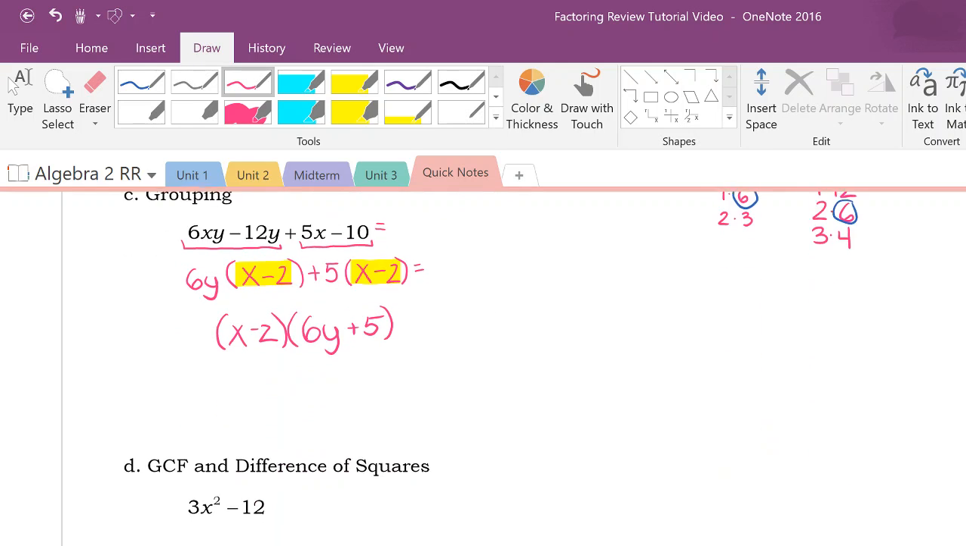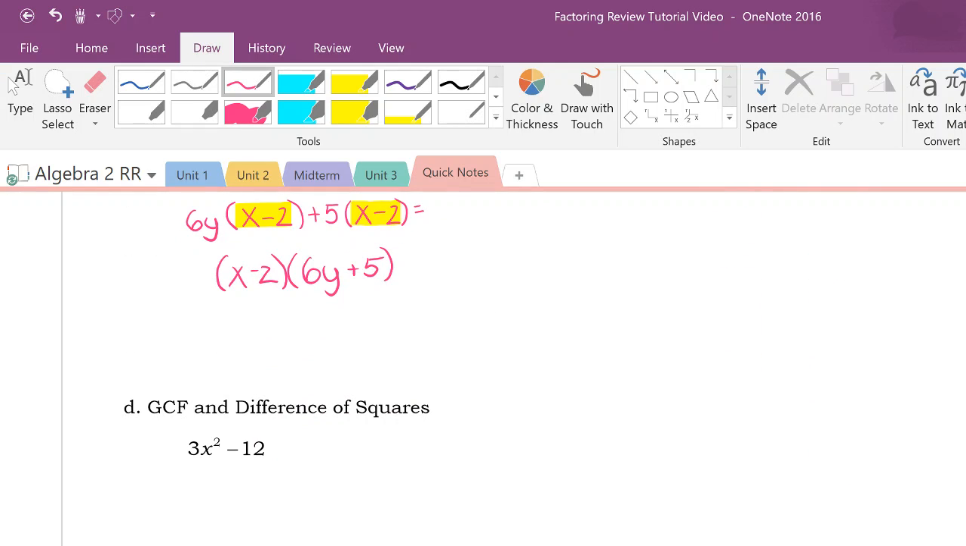The next example is a combination of GCF and differences of squares. When I look at this example, I notice that there are 2 terms. I notice there is subtraction, but my numbers 3 and 12 are not perfect squares. When I take out the GCF of 3, since 3 and 12 are both divisible by 3, I leave behind x squared minus 4.